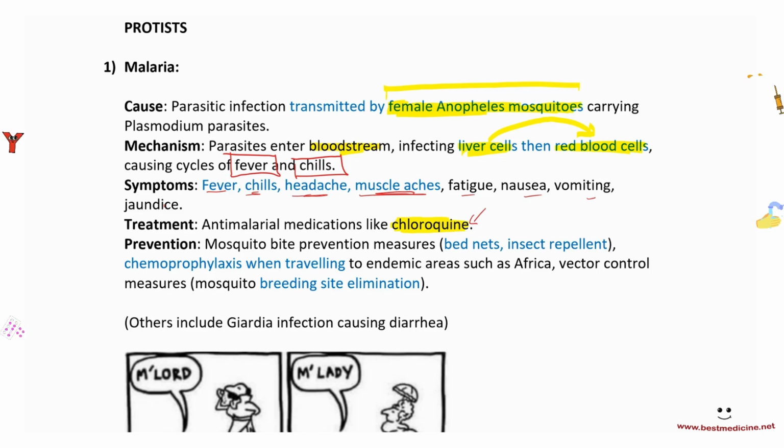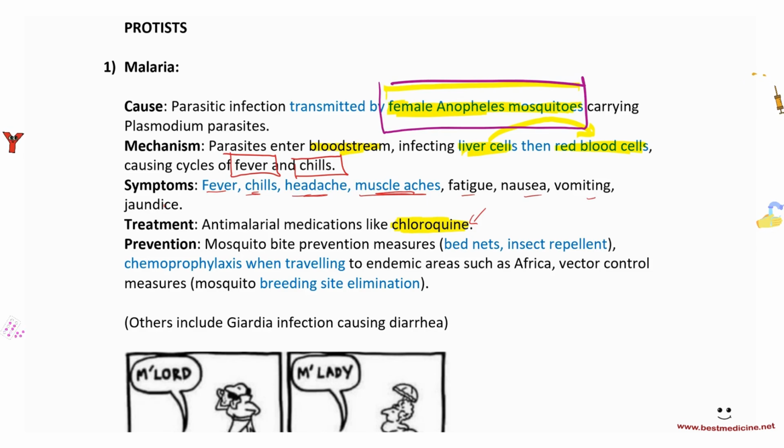Mosquito bite prevention measures. Because it's being transmitted by a vector, we can stop the spread of the vector. How can we do this? Well, one of the things that we can do is prevent the vector from biting us, right? For example, bed nets, insect repellent, etc.